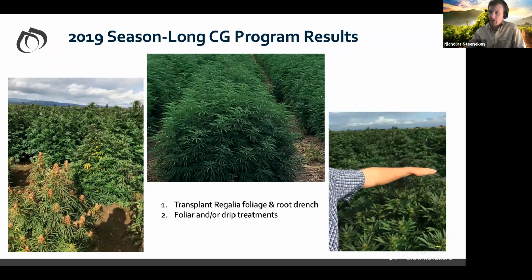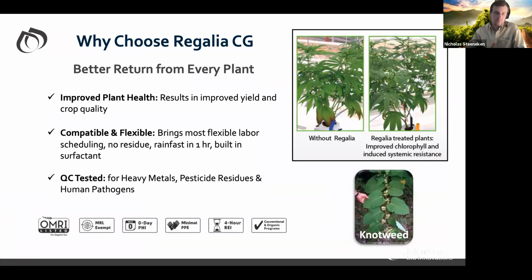Let's see here, next slide. So why would a grower want to choose Regalia? You're going to have increased plant health, which will hopefully increase your yield as well. It's very compatible and flexible. You can go out and spray, and 4 hours later you can go back in and start pruning your plants, doing whatever maintenance you have to do. The CG line of all of our products goes through additional quality control testing. So we'll make sure you'll never fail for heavy metals, pesticide residues, or human pathogens due to our product. So that just offers additional peace of mind for growers.